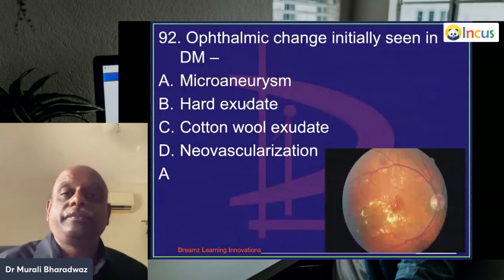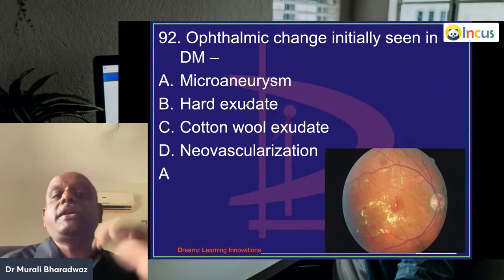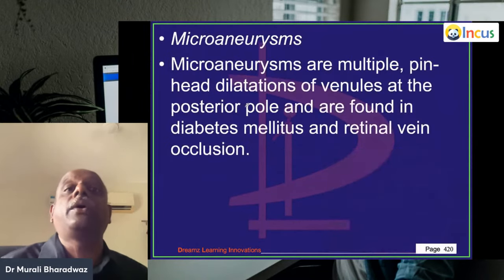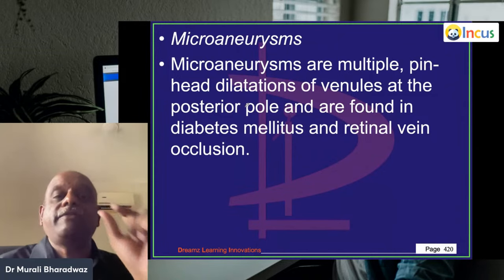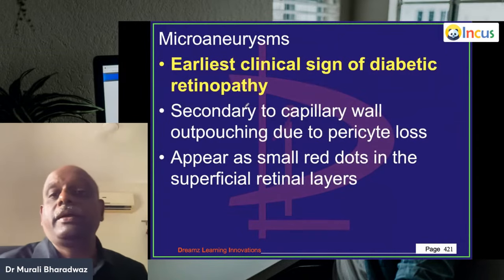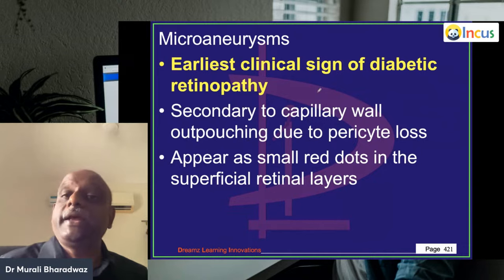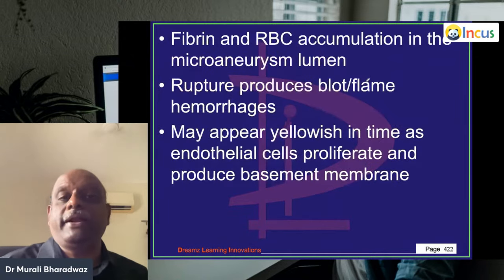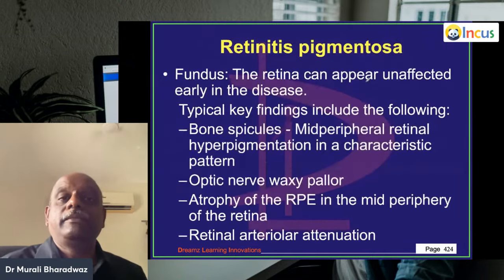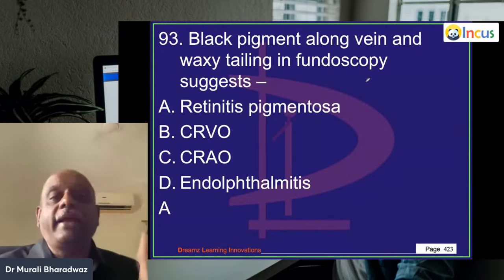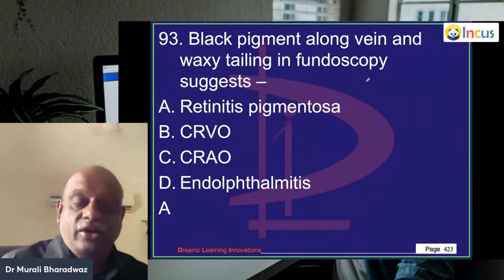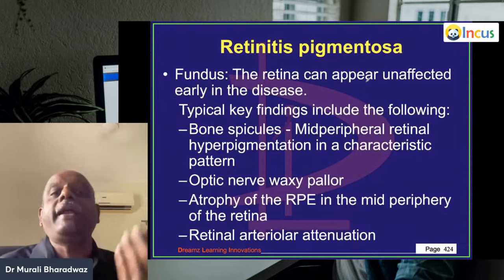Now, the ophthalmic change initially seen in diabetes is microaneurysms. There are multiple pinhead dilatations of the venules at the posterior pole. Microaneurysms are the earliest clinical sign of diabetic retinopathy. Then black pigment along the vein and waxy disc pallor on fundoscopy is a feature of retinitis pigmentosa.